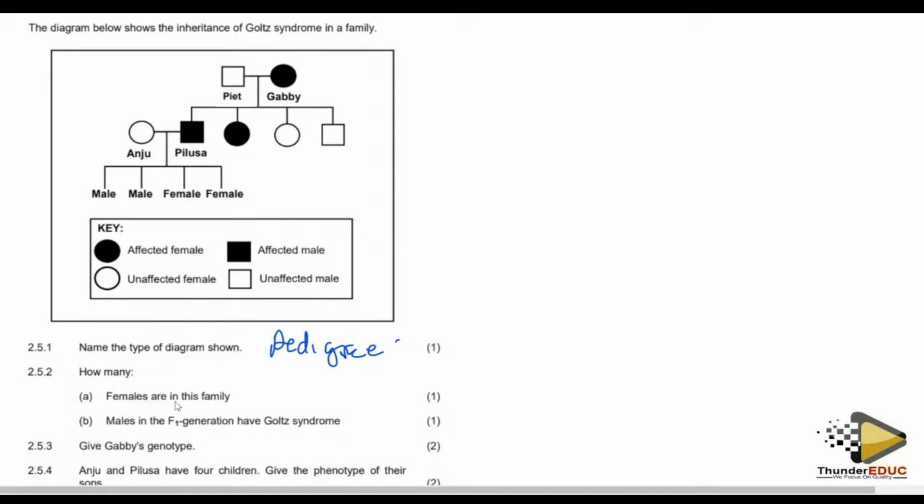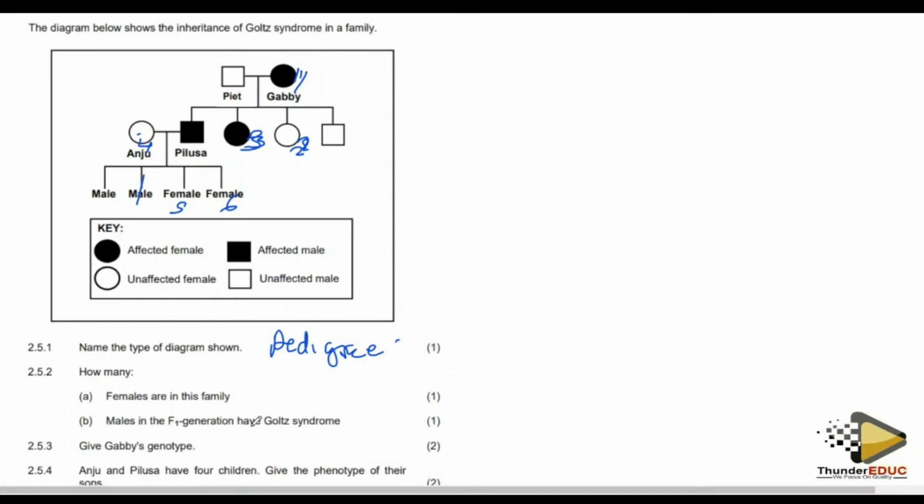How many females are in this family? Remember, circle means a female. Yes, it's one, it's two, it's three. What about this? This one is not a member. It just came to get married. But they're saying, how many females? Okay. It's one, it's two. Since now they are going down, they're saying females, not kids. Okay. It's one, it's two, it's three, it's four, it's five, it's six. They're not saying kids. They're saying all the females. So there are six females.